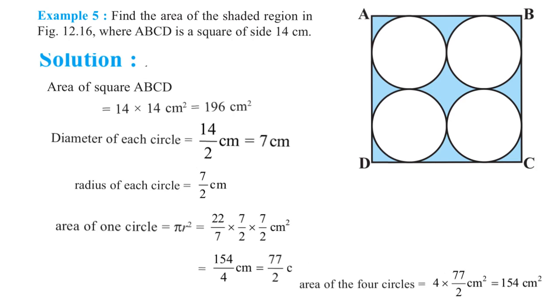So now we know the area of all the 4 circles, and we also know the area of the entire square. So we can now easily find out the area of the shaded region. How do we do that? It is the area of the square, which is 196, minus 154, the area of the 4 circles.